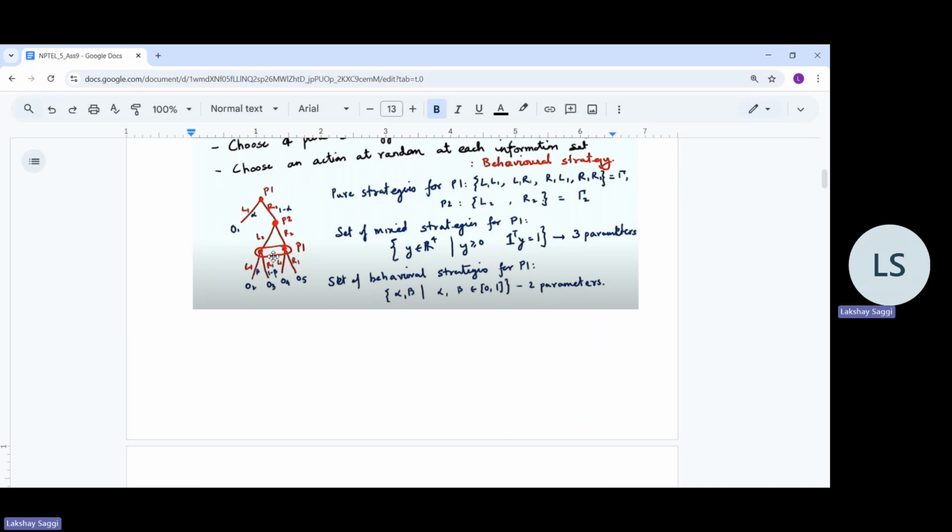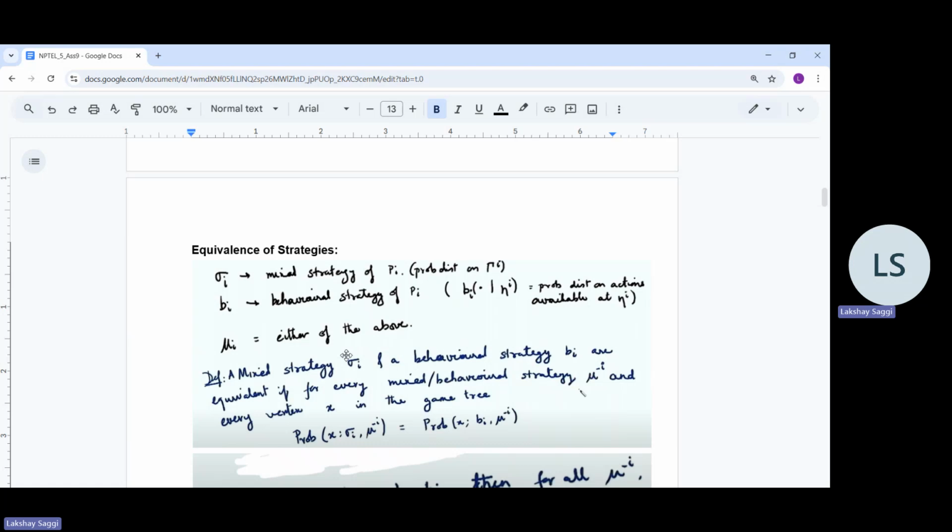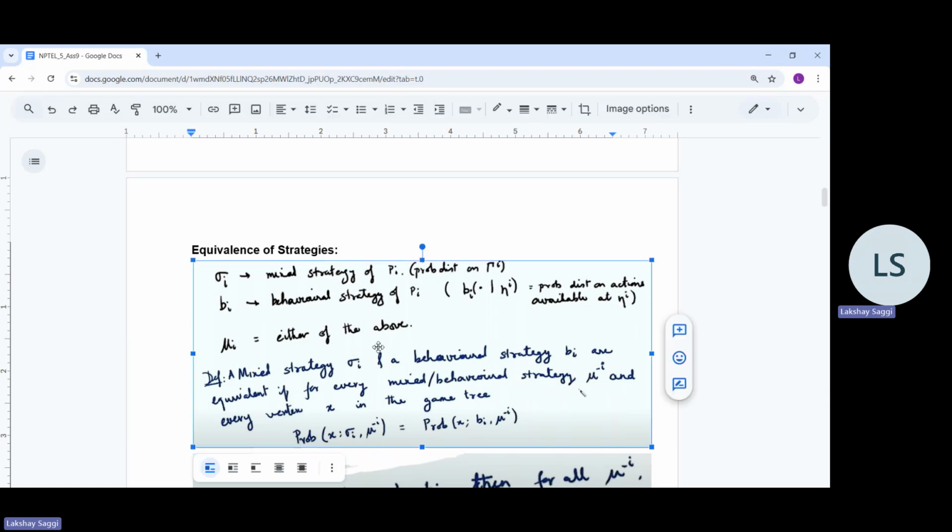One can define anything, but does this definition even help us in any manner? Do equivalent strategies actually exist? Does an equivalent behavioral strategy exist for every mixed strategy and vice versa? This is what we'll discuss later, but this is the notion of equivalence of strategies.